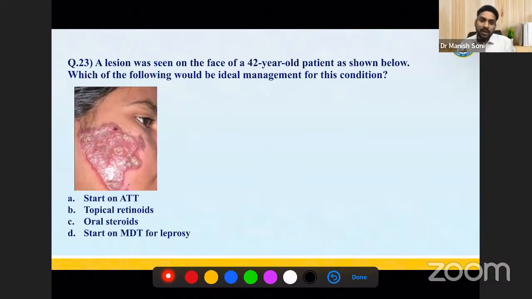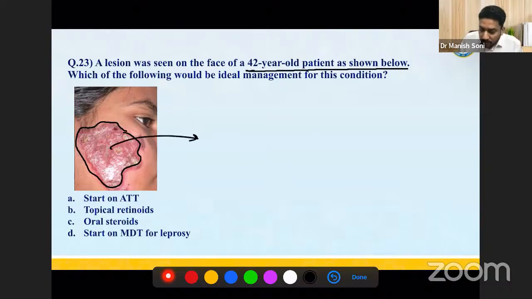Okay, so don't get confused, read it very carefully, even if you know the answer, sometimes you mark it wrong. A lesion was seen on the face of a 42-year-old patient as shown below. Which of the following would be the ideal management of the condition? Now if you look at this image, you can see this erythematous lesion which is only present over the face, that is the exposed area, and there is a lot of scarring present.